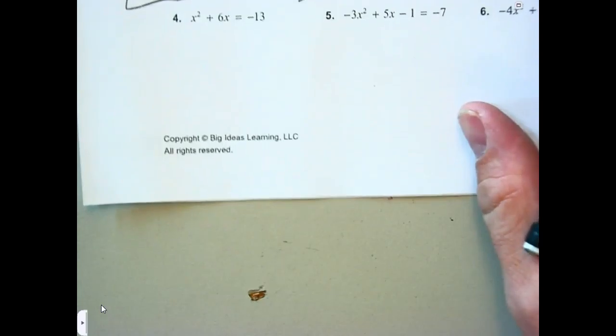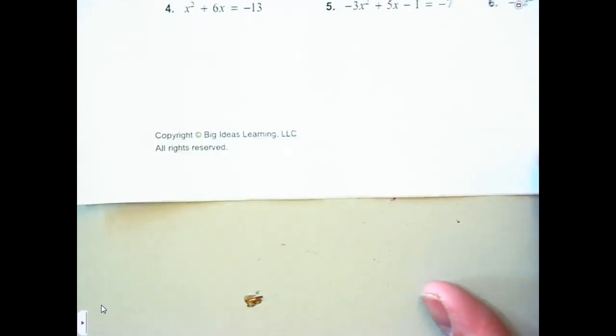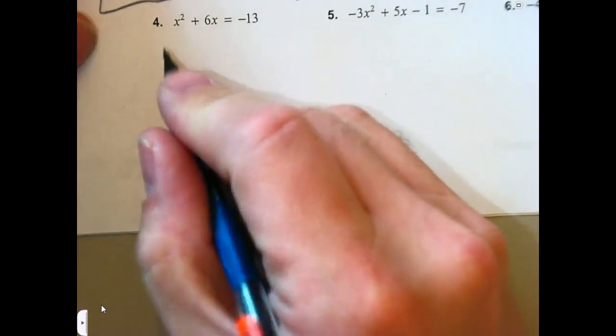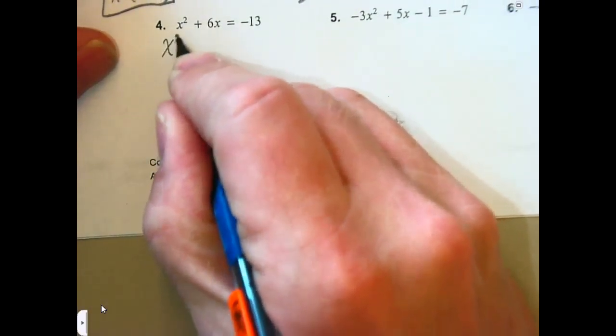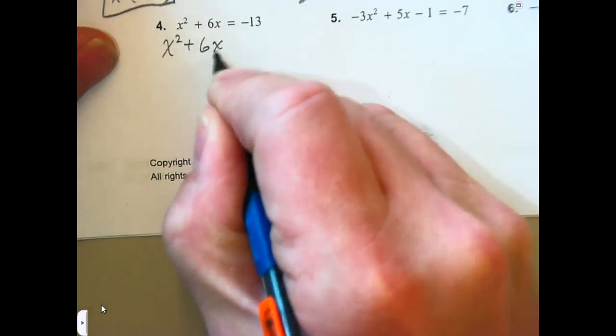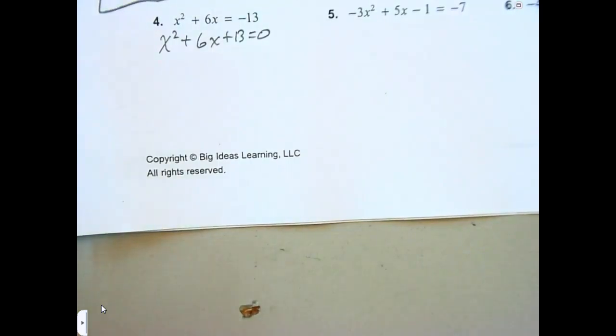All right. Hey, try number 4. First thing you need to do, tell your neighbor. Okay, time's up. X, what do I do first? Add 13. I didn't want you to feel left out because you didn't have a neighbor back there. Okay, add 13. All right? Add 13.